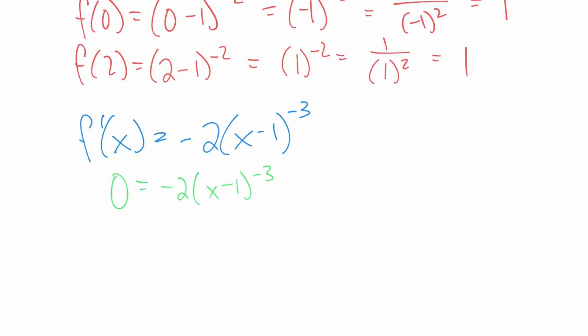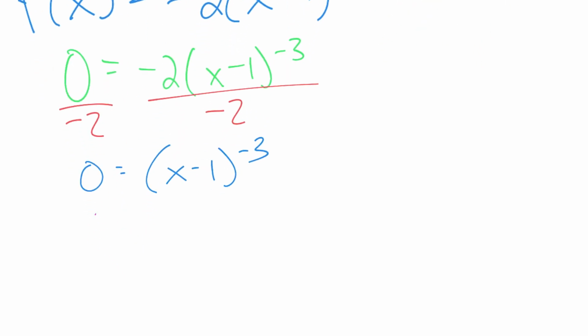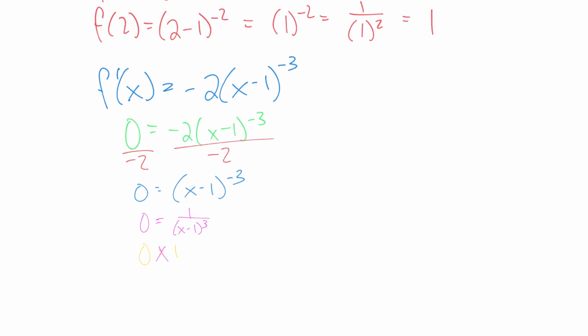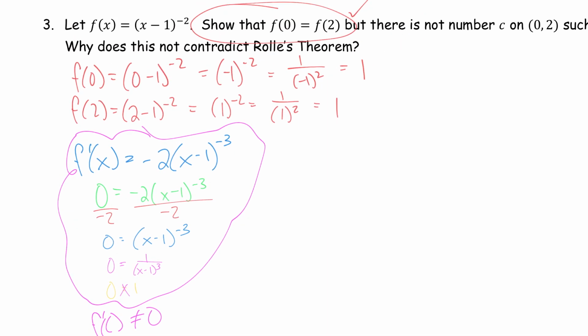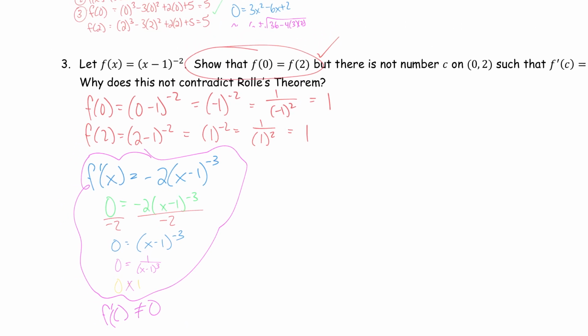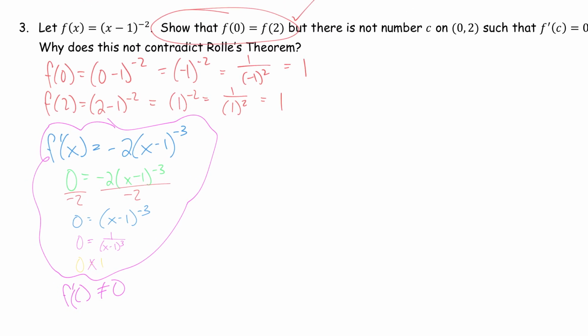So we can go ahead and divide both sides by negative 2. And then really this x minus 1 to the negative 3 is saying 1 over x minus 1 cubed. If we multiply both sides by the x minus 1 cubed, we get 0 equals 1, which absolutely does not. So this is now saying the part where there is no c: f prime of c never equals 0 on this interval or anywhere, right?